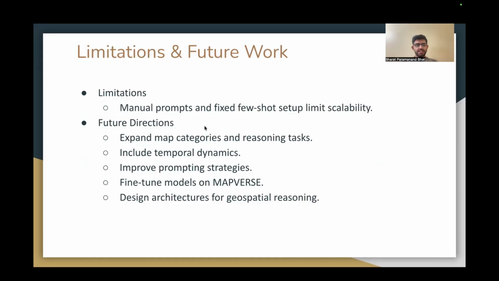The future directions in which we can expand are that we can add more map categories and reasoning tasks. We can also include temporal dynamics, improve prompting strategies, and try fine-tuning models on the MapVerse dataset. Another thing that we can add is that we can design specific architectures for geospatial reasoning.